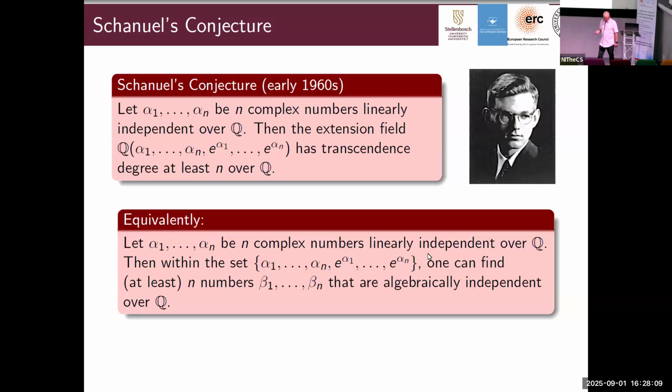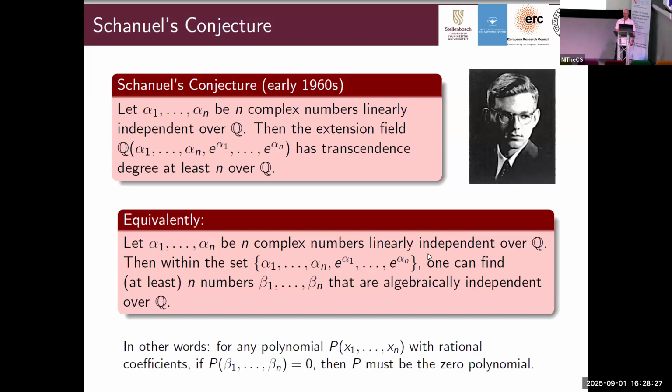And I said that the relevant case is when the alpha i's are logarithms of algebraic numbers, because then the e to the alpha i's are algebraic numbers themselves, they disappear. And then if the conjecture is true, this means that these logarithms of linearly independent algebraic numbers over Q are actually algebraically independent.